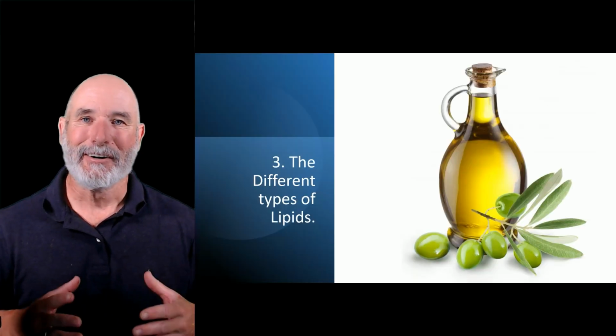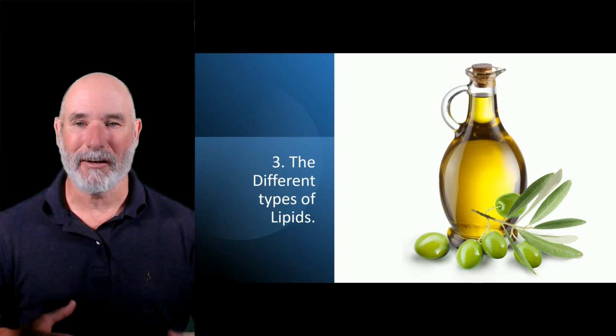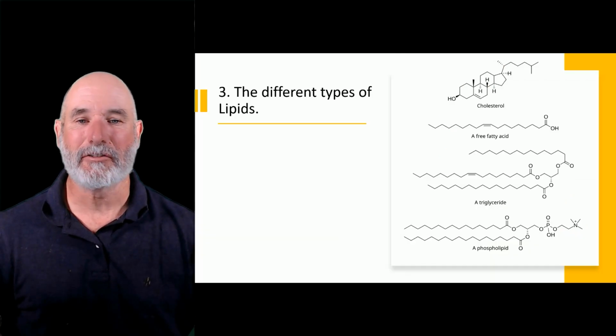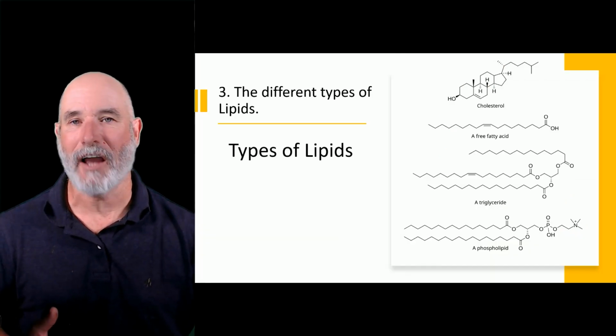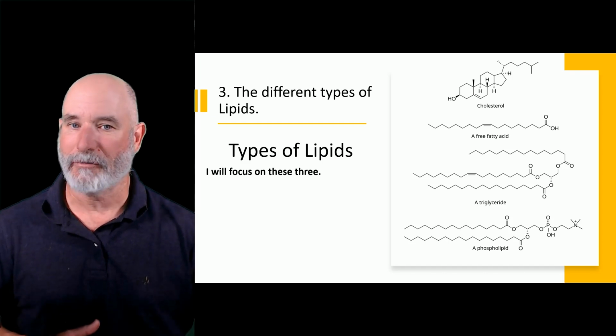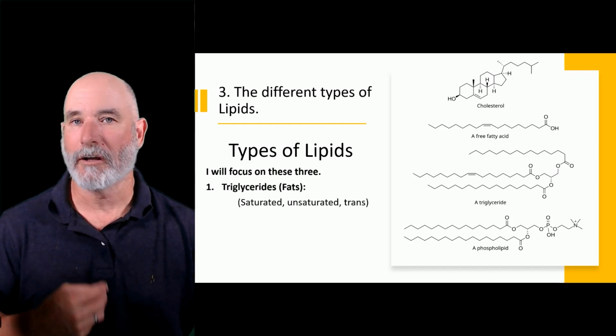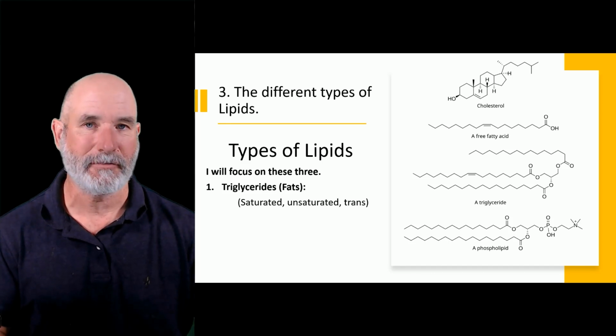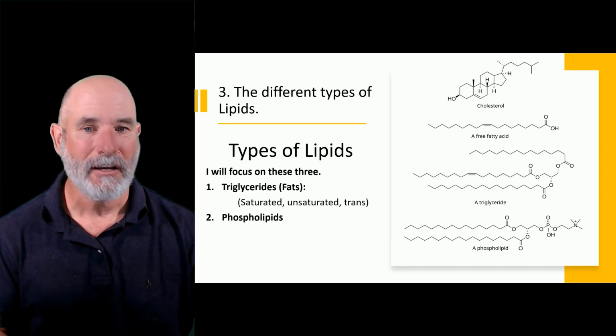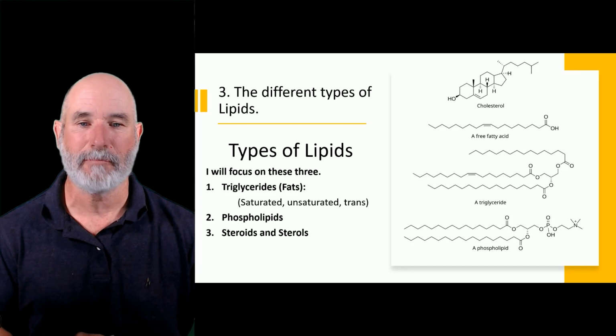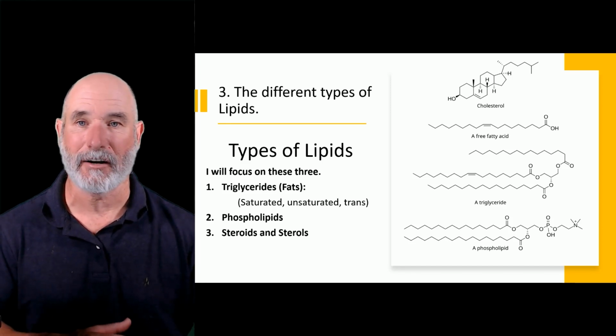All right. Now that we know the different types and different roles of these things, let's go through each one of them. And we'll start with the types of lipids. Like I said, we're going to focus on these three, the triglycerides, the fats. So we're going to look at saturated fats, unsaturated fats, and trans fats, the phospholipids that I just talked about, and the steroids and the sterols.